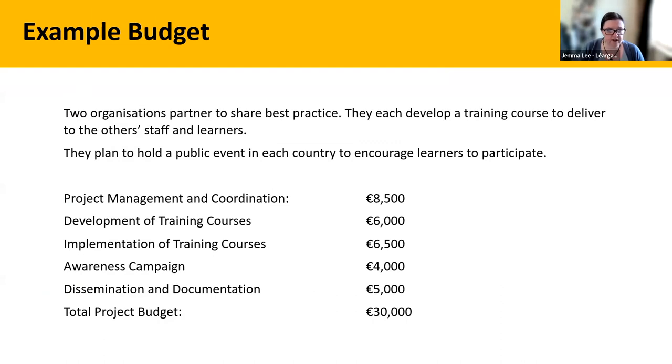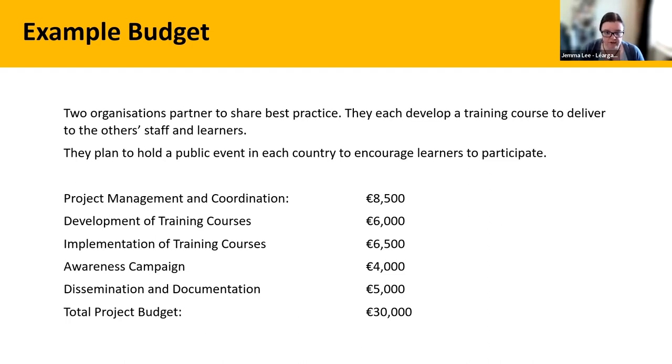So this is a lovely small, which one have you up? Yeah, okay, 30,000 project. So this is two organizations that are both working on a similar type of work, but with a slightly different approach. So they've decided that they're going to partner to share best practice with each other. They're each developing a training course that they're going to deliver to the other's staff and the other's learners.